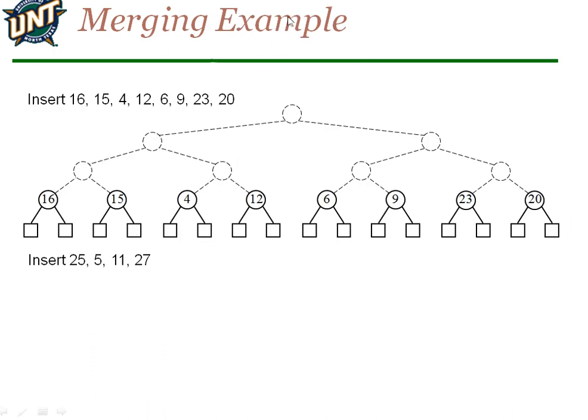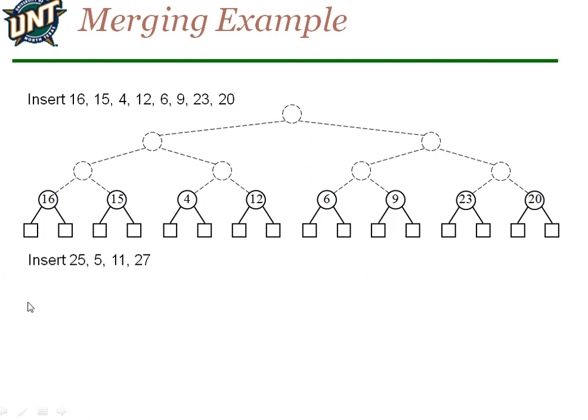Now here we have an example to better understand. The example given here includes 16, 15, 4, 12 and so on. These are the values to be inserted. See how we begin with the values right from the rightmost value and the rightmost child. We write all of the values here. Okay. So 20, then after that 23, then comes 9, then comes 6, then comes 12, 4, 15 and 16.